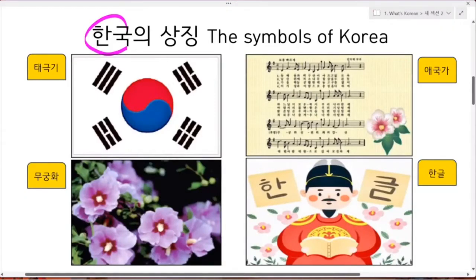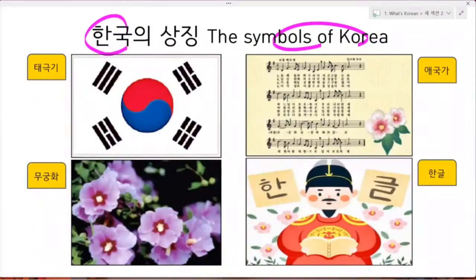한국, Korea is short for Republic of Korea. The symbols of Korea are Taegeukgi, 애국가, national anthem, Mugunghwa, and Hangeul.